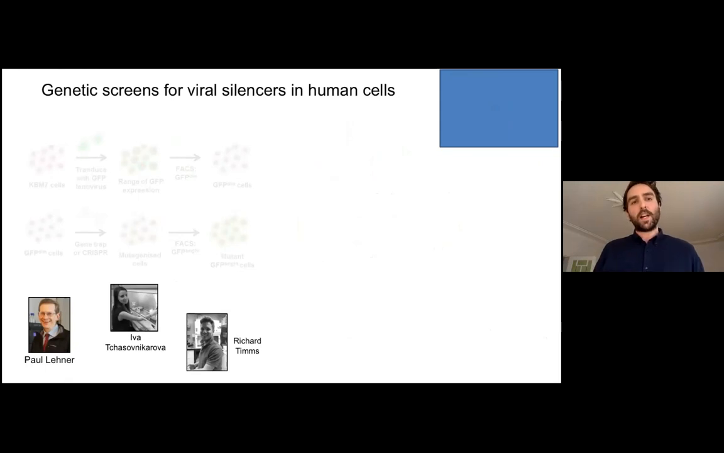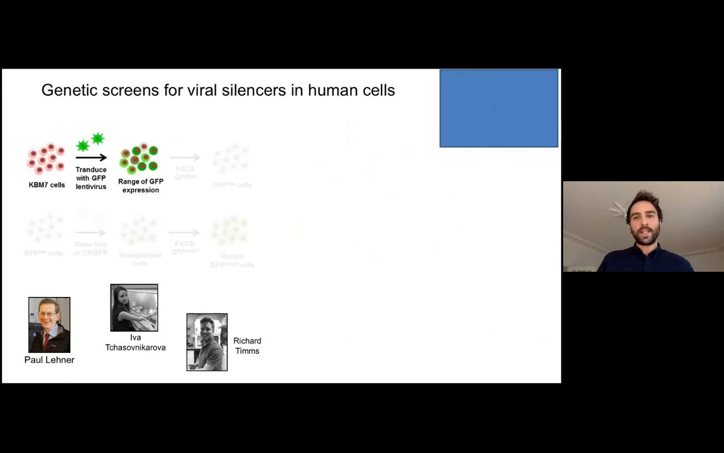This project started back in 2015, as Kajsa introduced, in the lab of Paul Lehner. Paul's lab did a beautiful genetic screen looking for human factors that are involved in silencing these viral elements in human cells. They took human cells and transduced these cells with a GFP-tagged viral construct and observed a range of GFP expressions. So some cells were dim, some cells were bright.